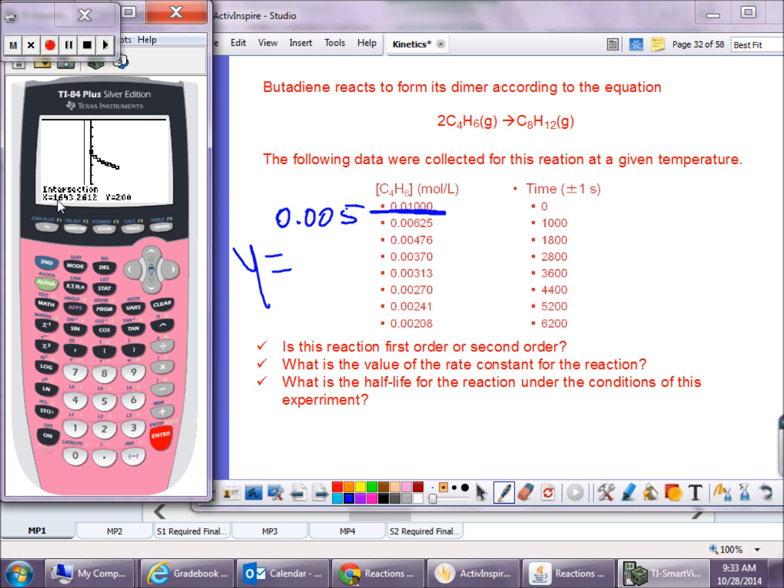You do second trace, number 1, which is value. You enter your X to find your Y. When they give you a Y, they ask you for X, you need to do the same thing. Second trace, but you do number 5 for intersection to find your X. If you have an error message, that means it is outside the range. You go back and do zoom 3 to zoom out until you find your intersection.